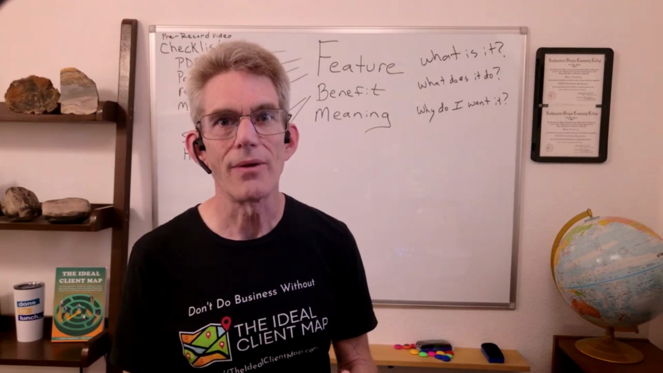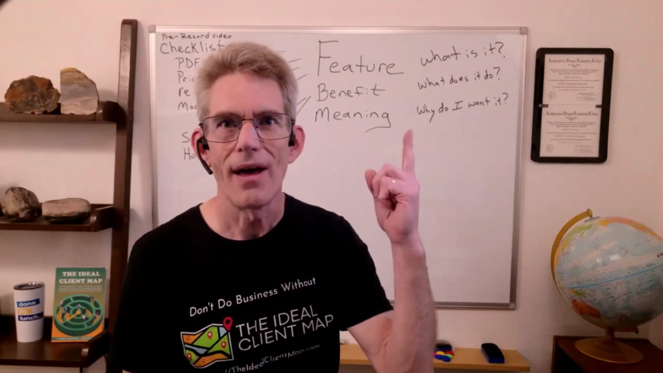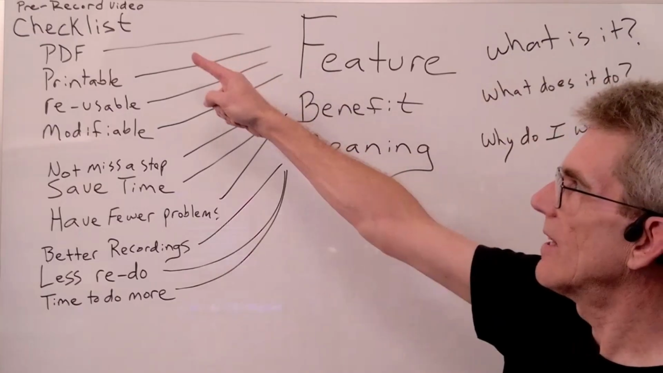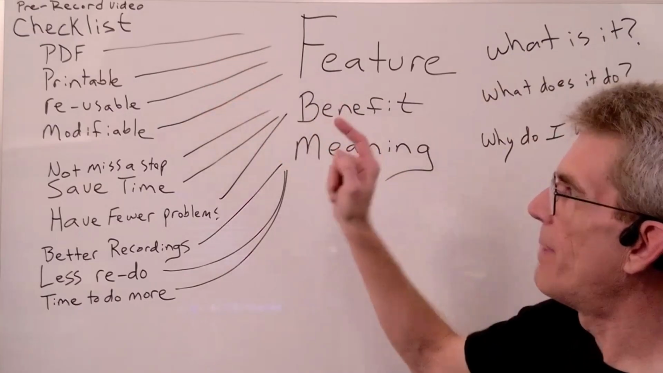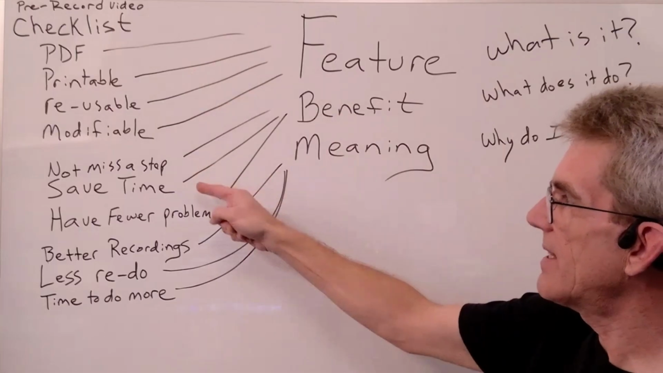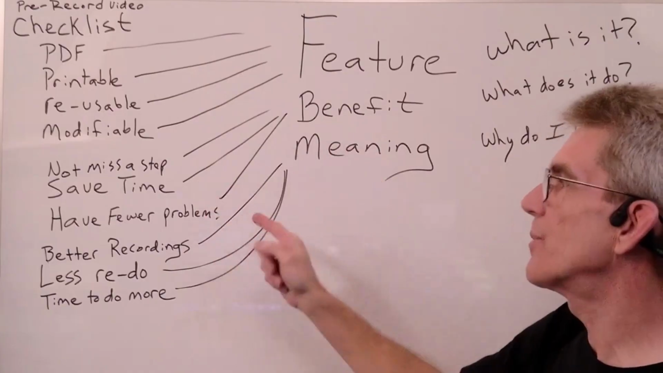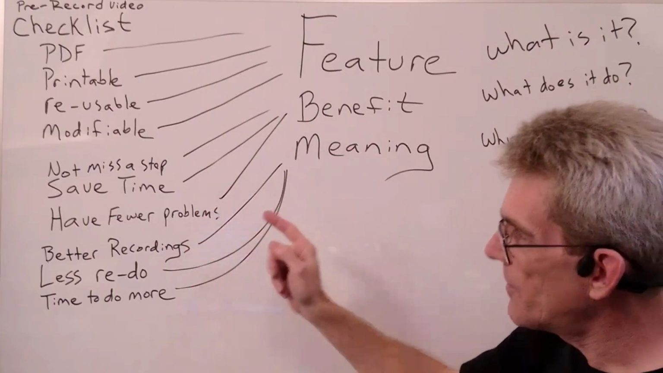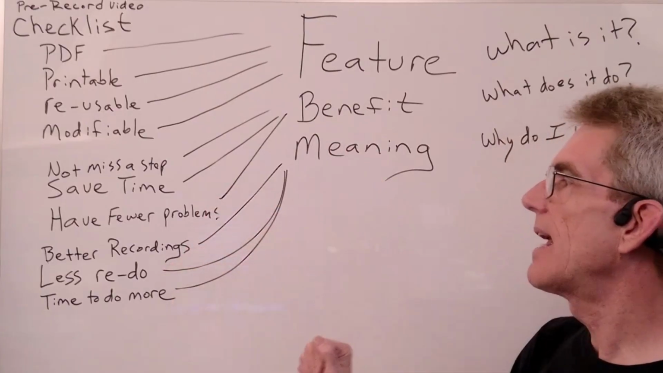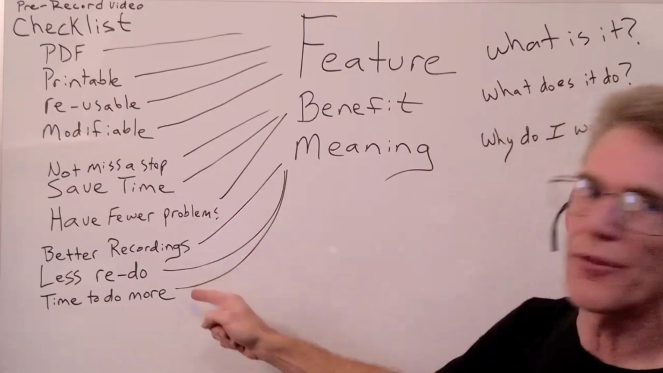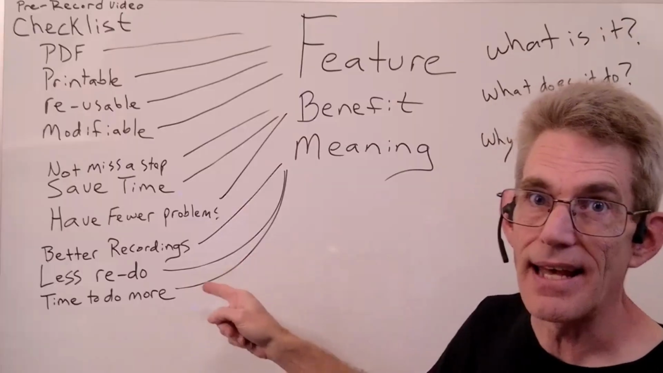And this is where we can really start breaking things down with, why do I want it? So what it is, the checklist that's in a PDF form, the benefit means you're not missing a step and you get to save time. You're going to have fewer problems. And that means that your recordings are going to be better. You're going to do less re-recordings, and that saves you enough time that you're going to be able to do other things in your business instead.